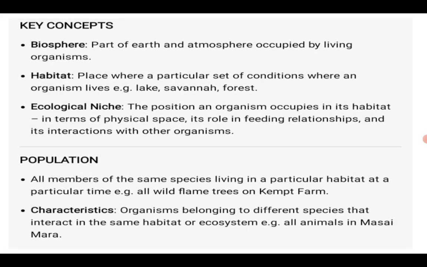There are terms that are very key to this topic, which I would like to share with you. You should have a thorough understanding of them. These are key concepts, so from time to time they will be mentioned each time they relate to a discussion at a particular point. They come up, and so you should know what they mean. Biosphere is one of them.